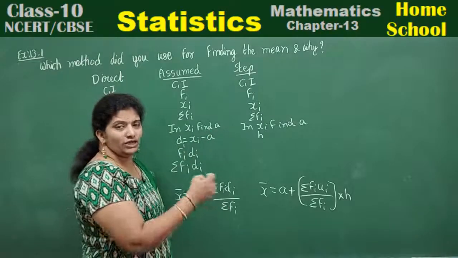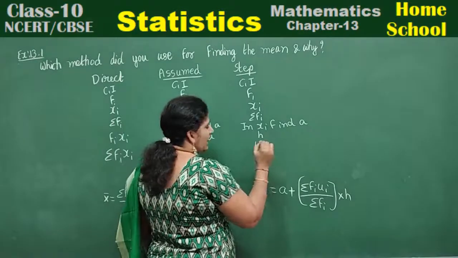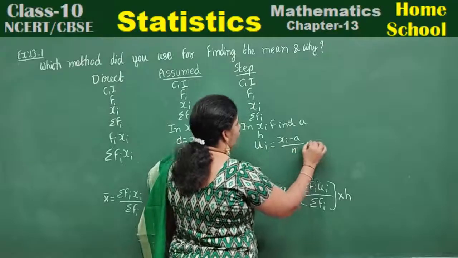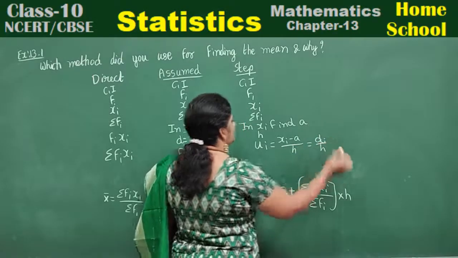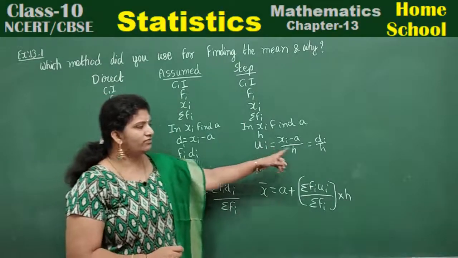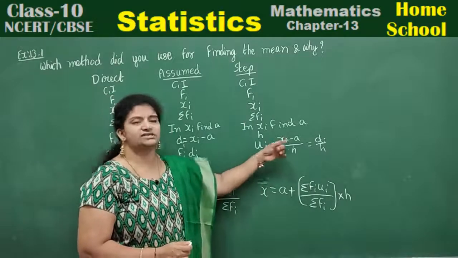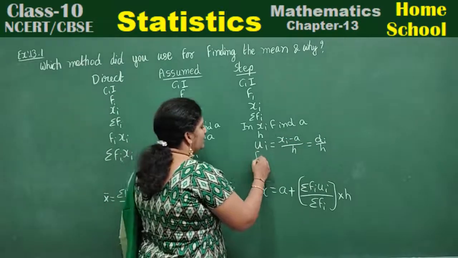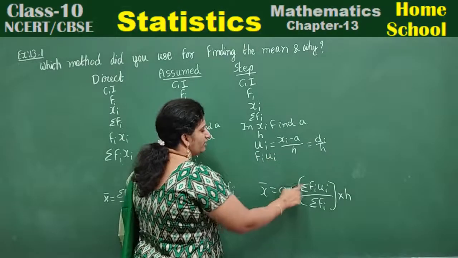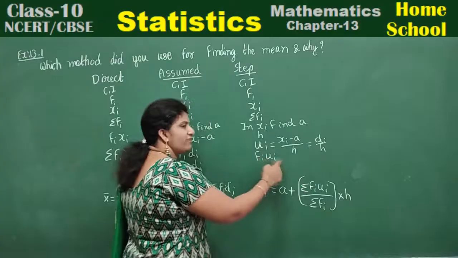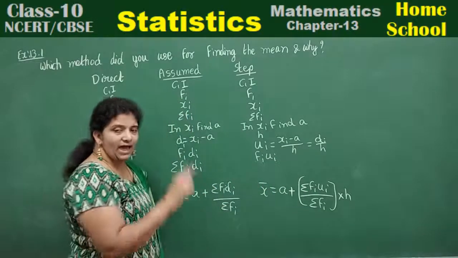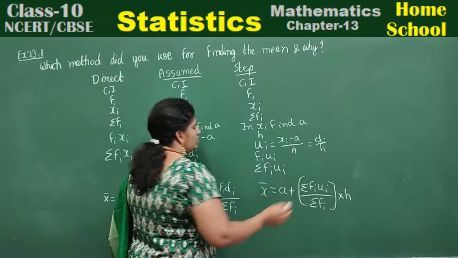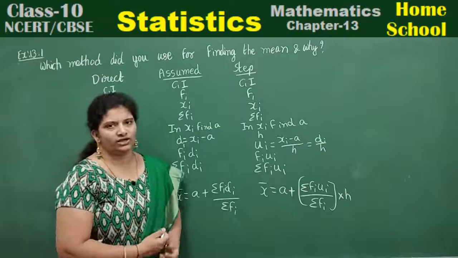Now next, what do you need? Ui is needed. Ui is xi minus A by h, or you can directly calculate deviation by h also. Either formula you can write, children. Ui is equal to xi minus A by h or di by h. Next, we need fi ui. Summation is needed, no? First multiply the fi and ui columns and then add the values in that column. Summation fi ui, apply it in the formula, and you are going to get the value.